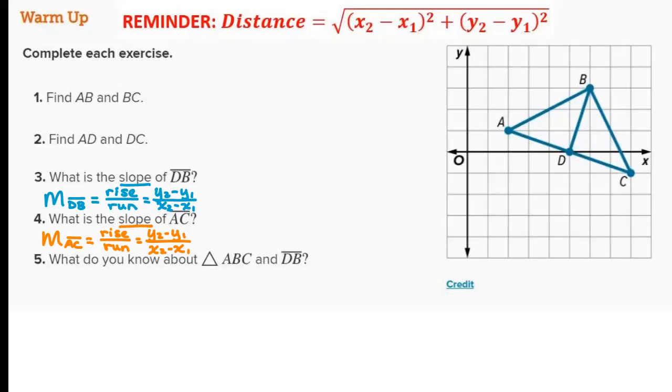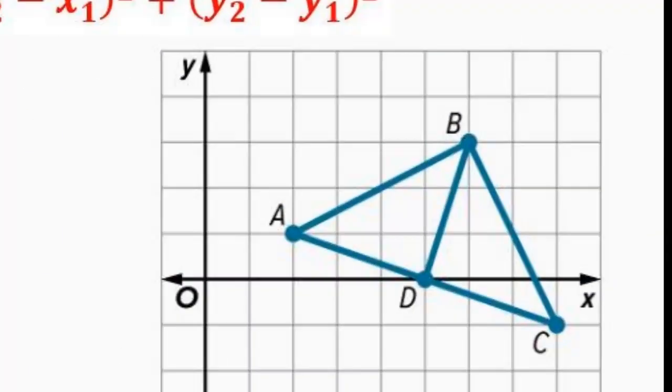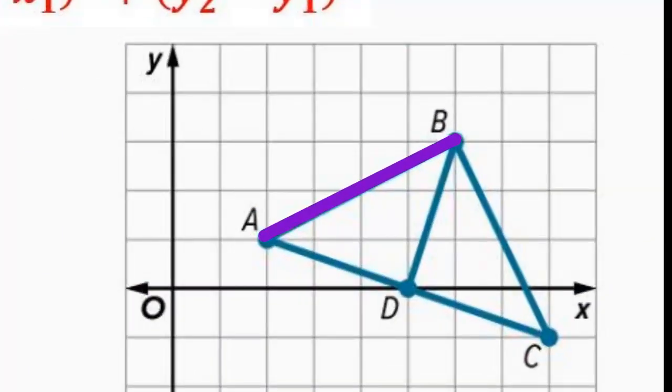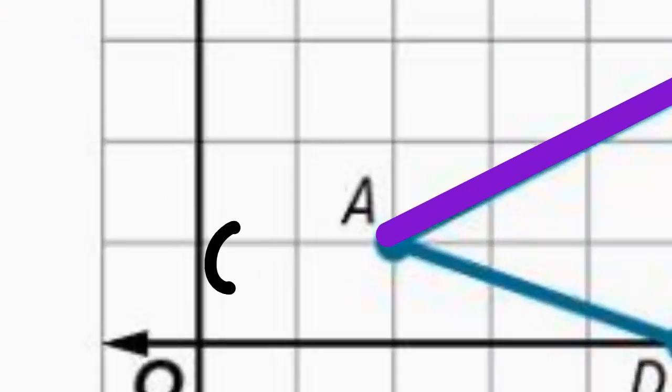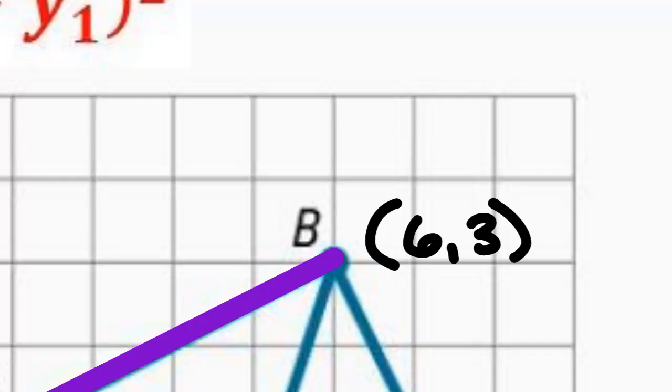All right, let's find the lengths of these segments. We need to find the length of segment AB. So from here to here means I'm going to need those ordered pairs. The ordered pair for A is (2, 1). The ordered pair for B is (6, 3).